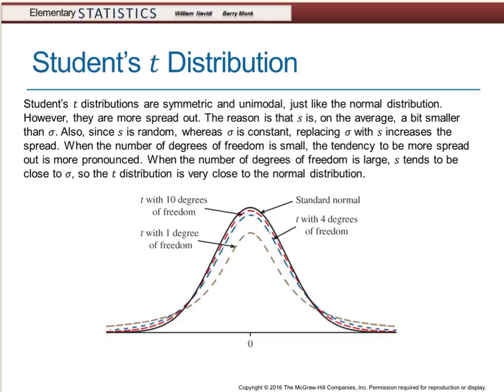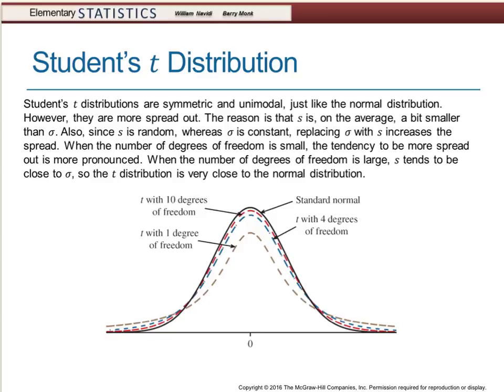The reason is that s is on average a bit smaller than sigma. Since s is random, whereas sigma is constant, replacing sigma with s increases the spread. When the number of degrees of freedom is small, the tendency to be more spread out is more pronounced. When the number of degrees of freedom is large, s tends to be close to sigma, so the t-distribution is very close to normal.